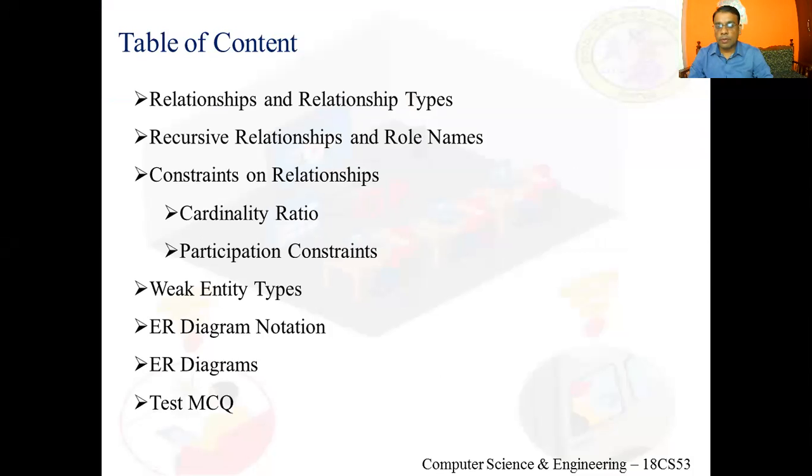Constraints on relationship. There are two types of constraints, cardinality ratios and participation constraints. Together they will be called structural constraints. Then weak entity types, notations for writing ER diagrams, and some example ER diagrams. Finally, these topics are followed by some multiple choice questions.